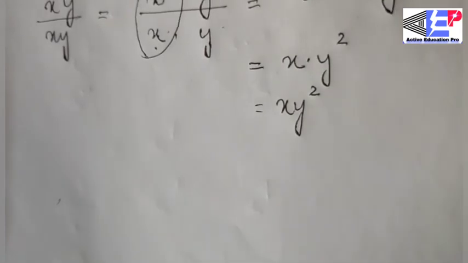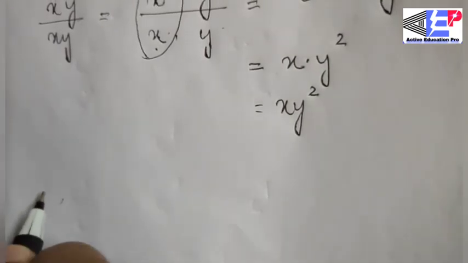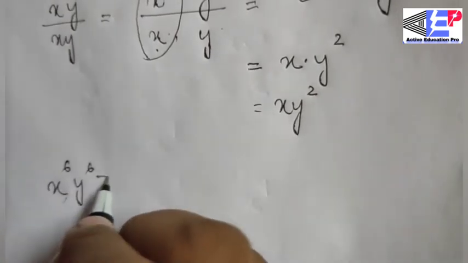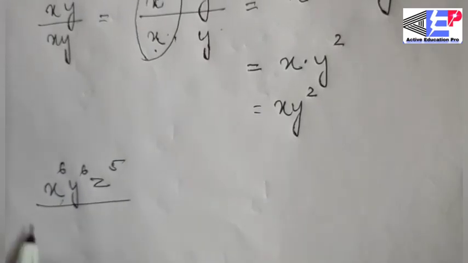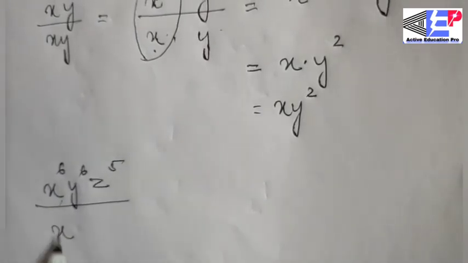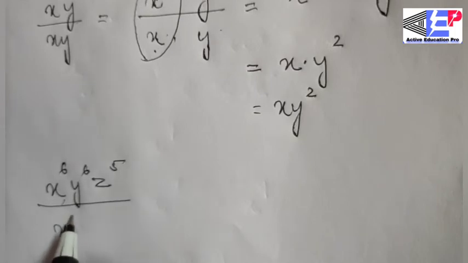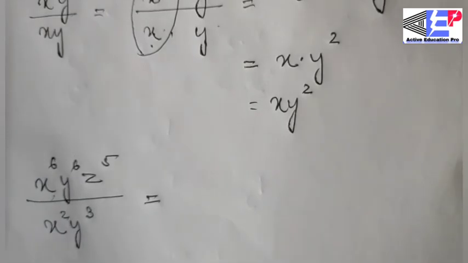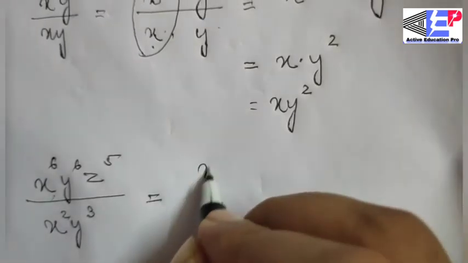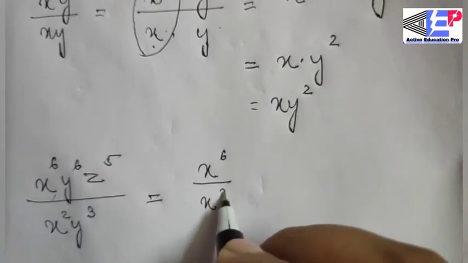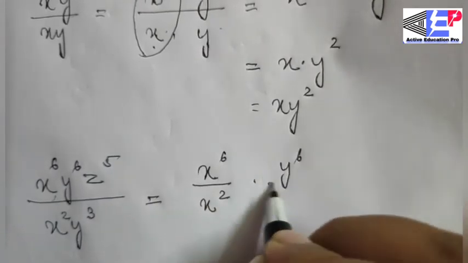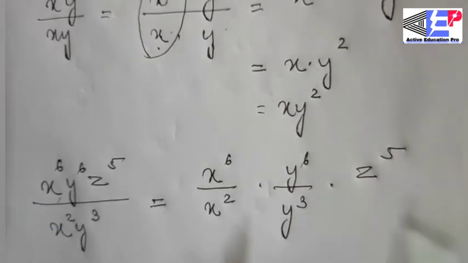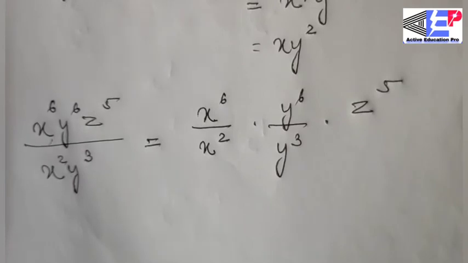Another example is x to the power 6, y to the power 6, z to the power 5 divided by x square y cube. X to the power 6 by x to the power square into y to the power 6 by y to the power cube into z to the power 5. We can write it like that.